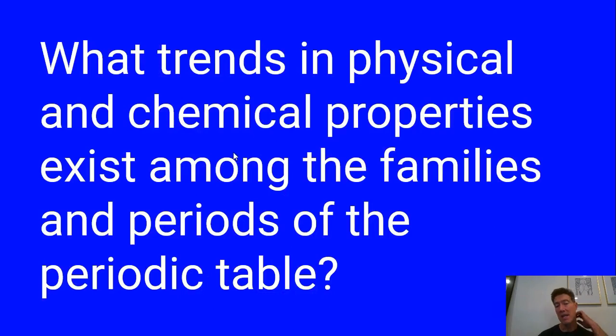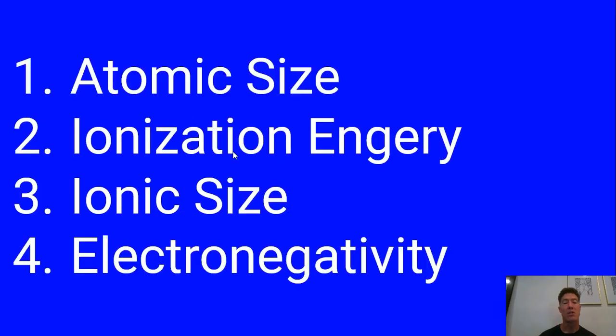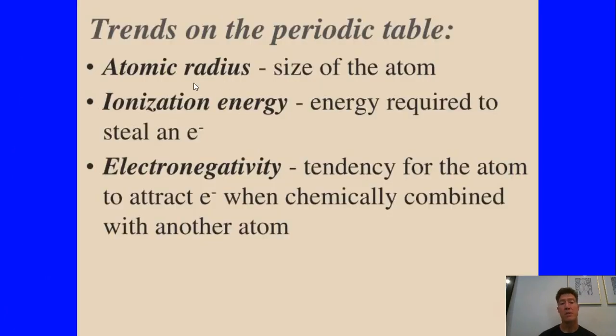What trends do we see among the families and periods of the periodic table? Well, we're going to see 4 basic trends. Atomic size, ionization energy, which we'll define in a second, ionic size, that's when an atom gains or loses electrons and becomes either bigger or smaller, and trends in electronegativity. So here are some definitions. The size of the atom; the ionization energy, the energy required to remove an electron from an atom; and electronegativity, the tendency for an atom to attract electrons to itself when it's chemically combined with another atom.